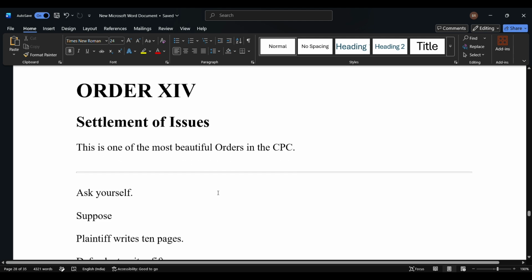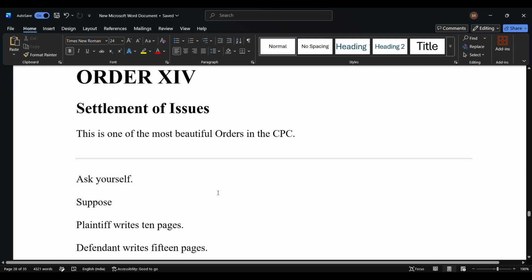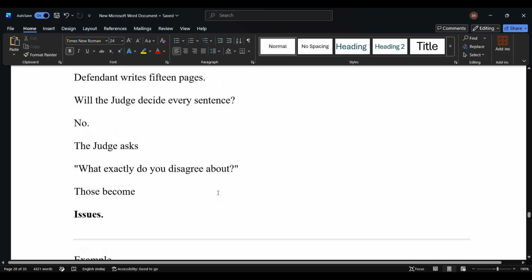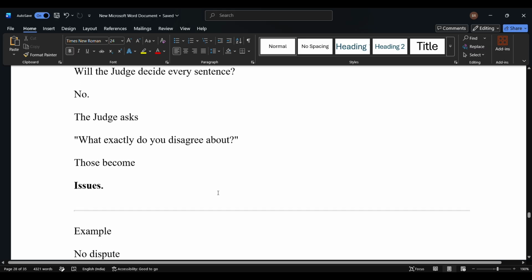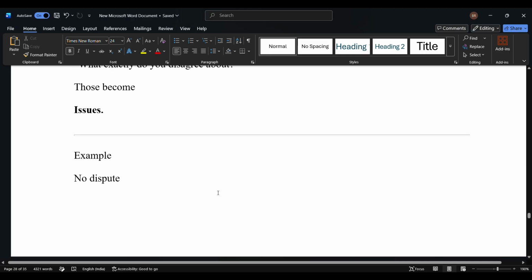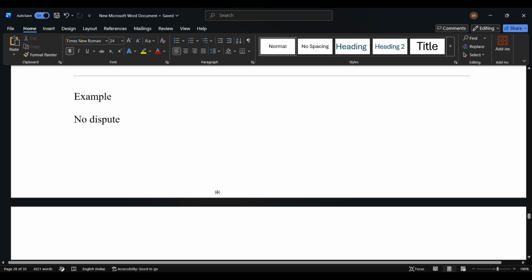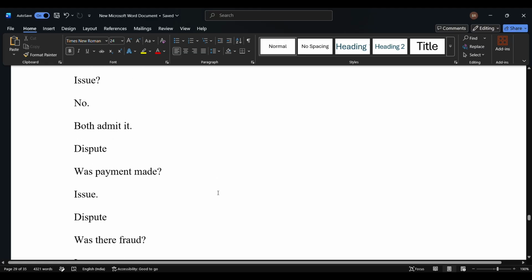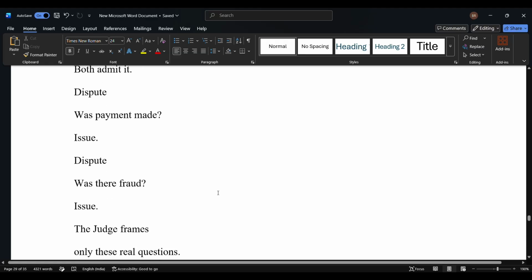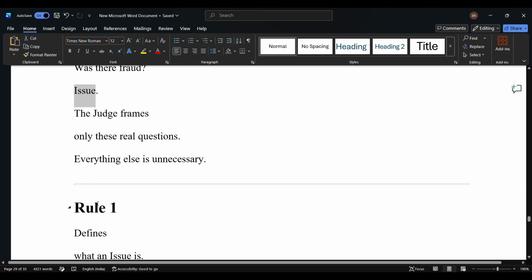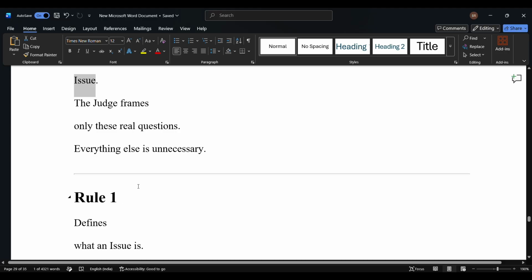Order XIV, settlement of issues. This is one of the most beautiful orders in the CPC. Ask yourself, suppose the plaintiff writes 10 pages, the defendant writes 15 pages. Will the judge decide every sentence? No. The judge asks, what exactly do you disagree about? Those become issues. Example: no dispute, agreement signed. Issue? No. Both admit it. Dispute: was payment made? Issue. Dispute: was there fraud? Issue. The judge frames only these real questions.